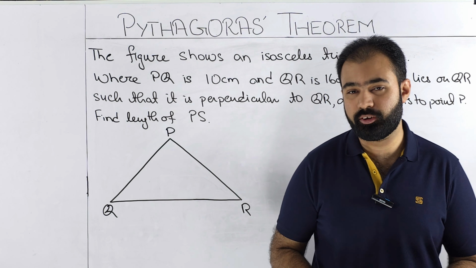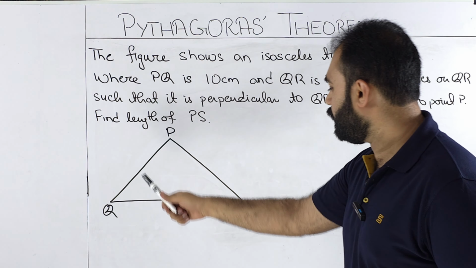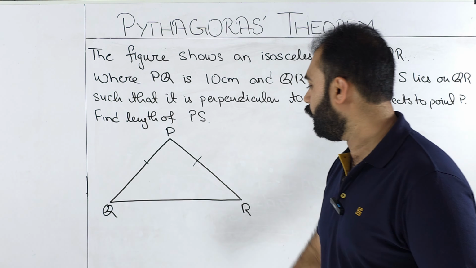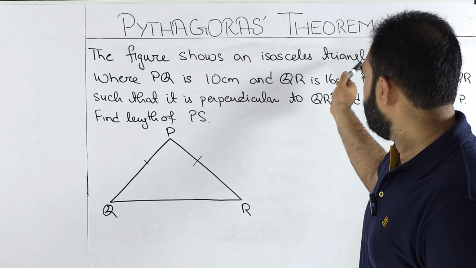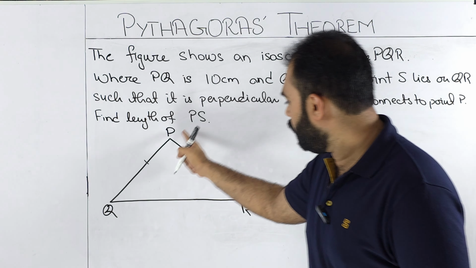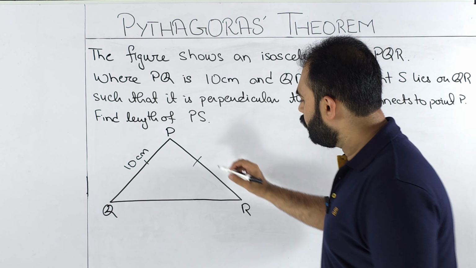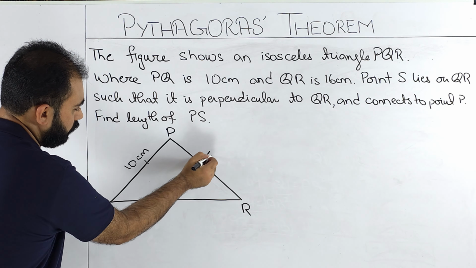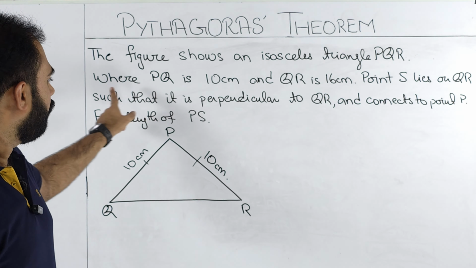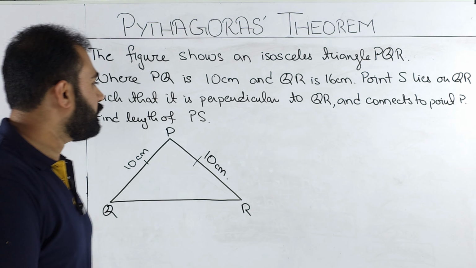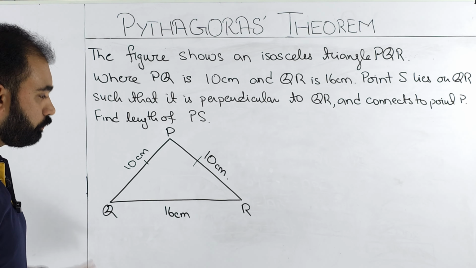Now in this question, the question says the figure shows an isosceles triangle. This is an isosceles triangle, which means these two lengths are equal. An isosceles triangle has two lengths equal. PQR is where PQ is 10 centimeter, the length of PQ is 10 centimeter. Automatically PR is also 10 centimeter because these two lengths are similar. And QR is 16 centimeter.